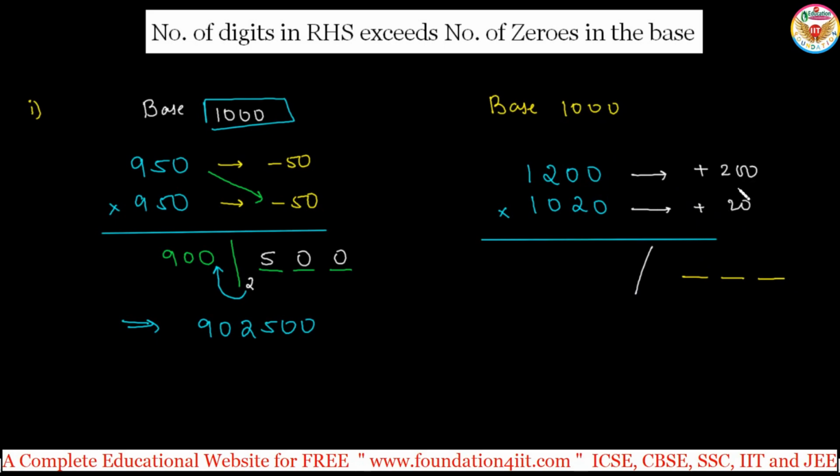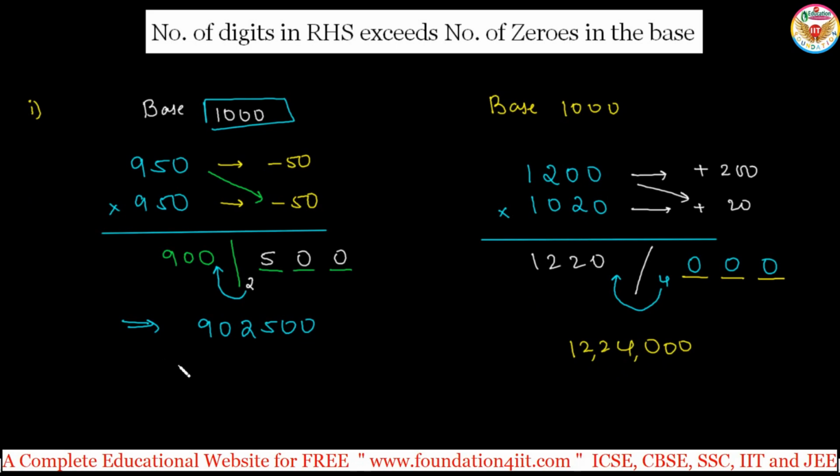so only 1, 2, 3 places should be filled. But 20 into 200 is 4000. So 0 0 0, and 4 should be carried over to the next set. The next set is this step: 1200 plus 20, so 1220. That means 1220 plus this 4, so 1224 now. Whatever extra comes, you can carry to the next. And 3 zeros as it is. So 12,24,000 is the answer.